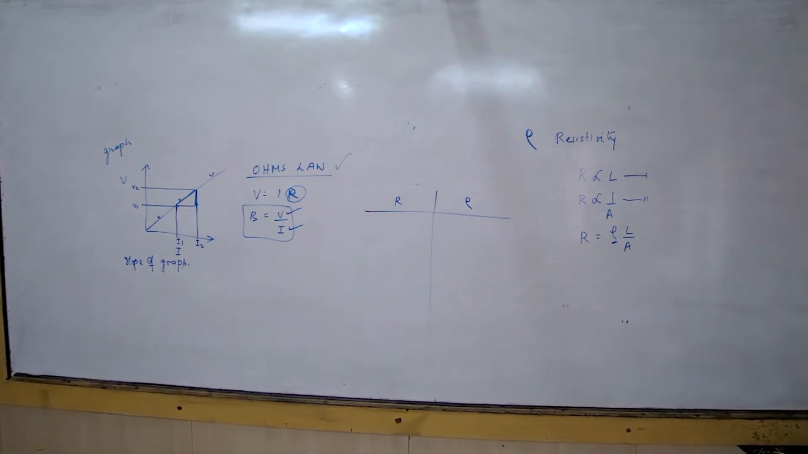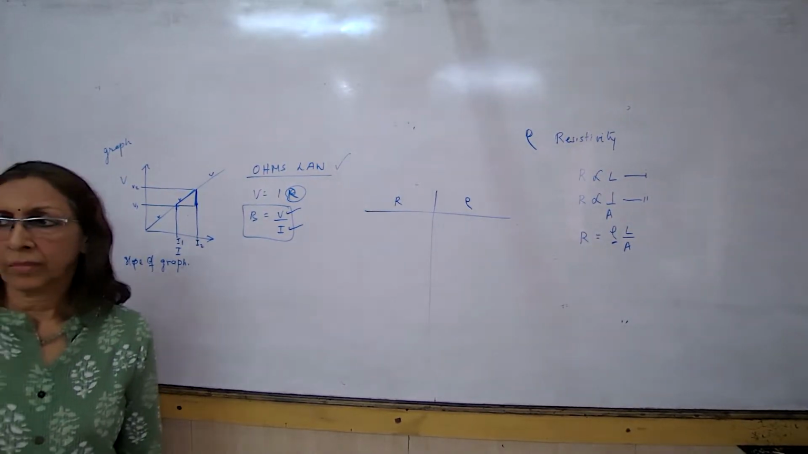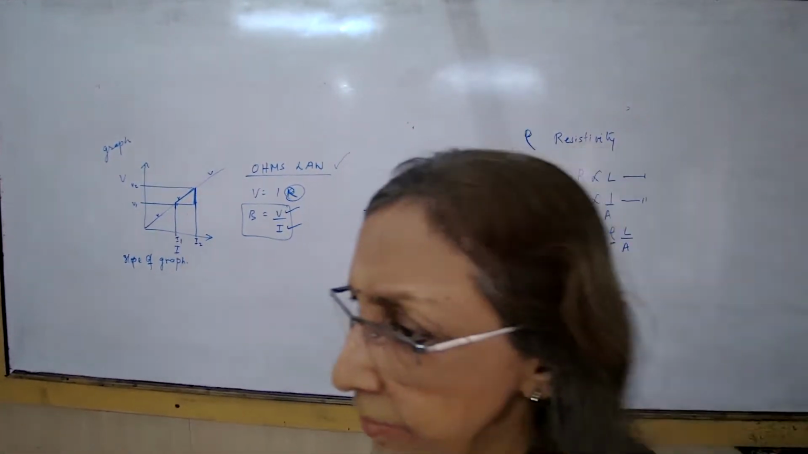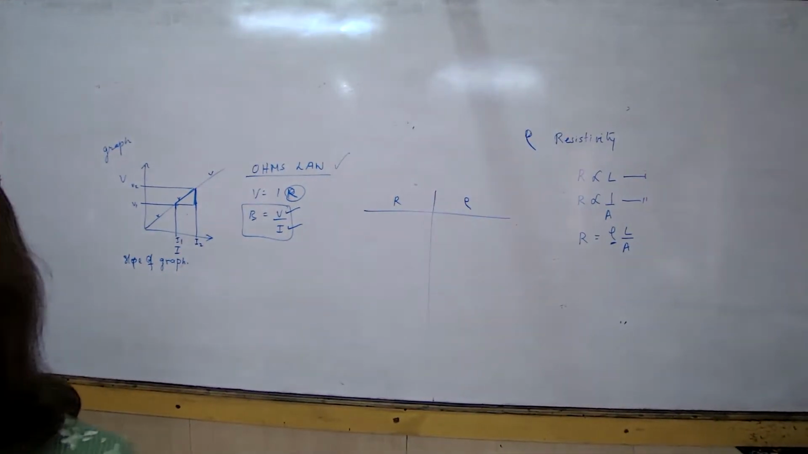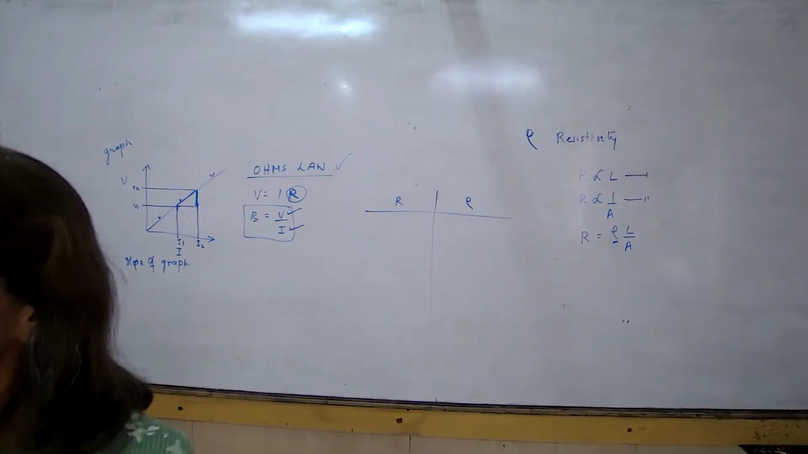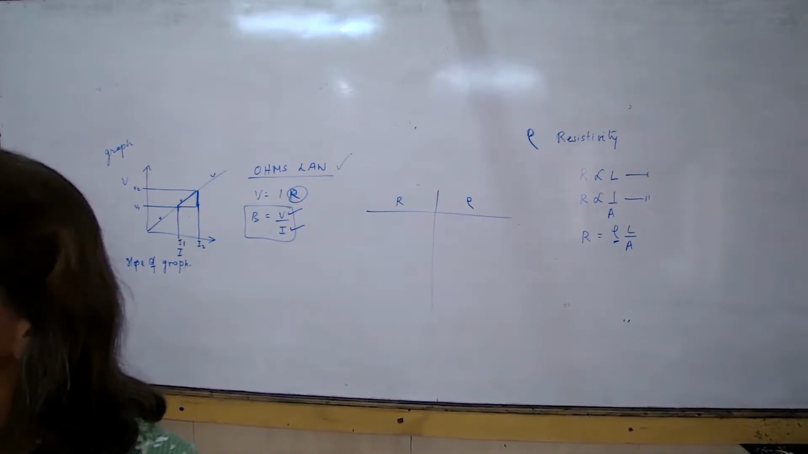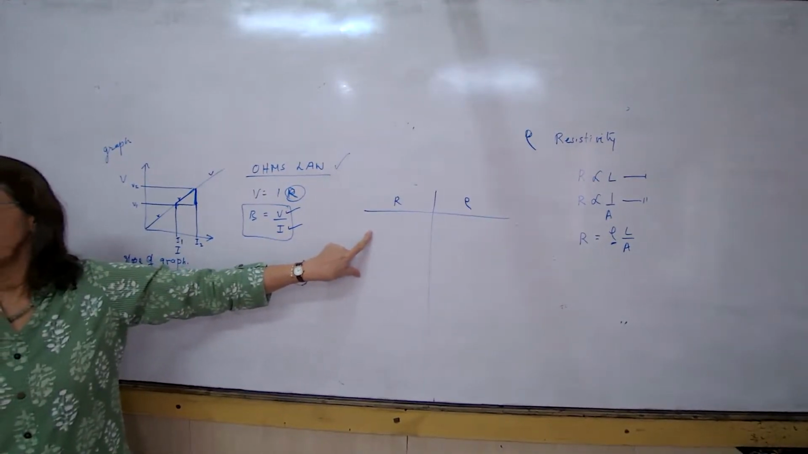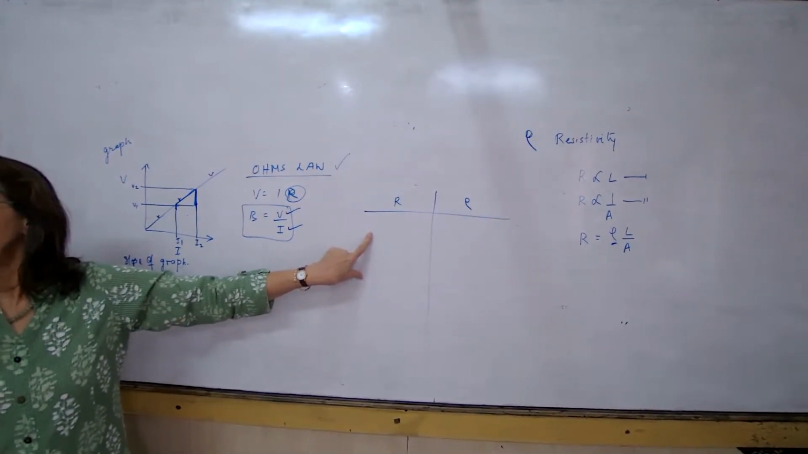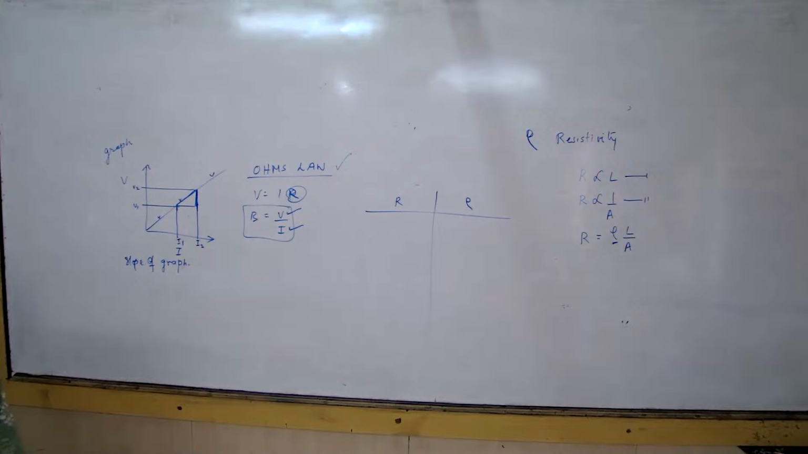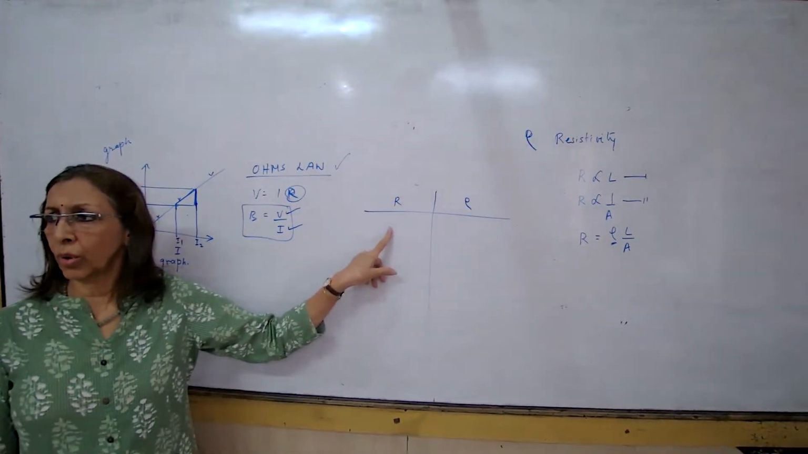Resistance is the opposition offered to the flow of electrons by the wire. Resistance is the opposition offered to the flow of electrons.